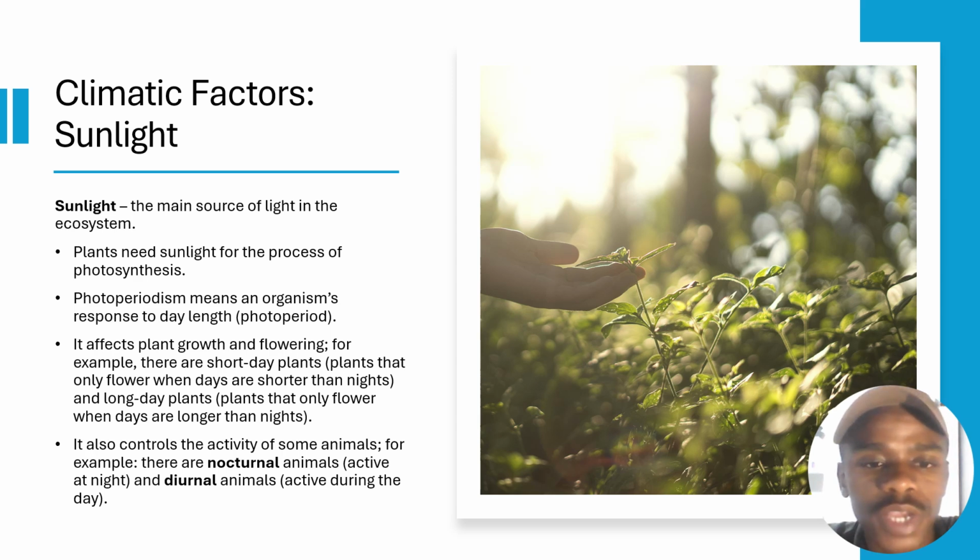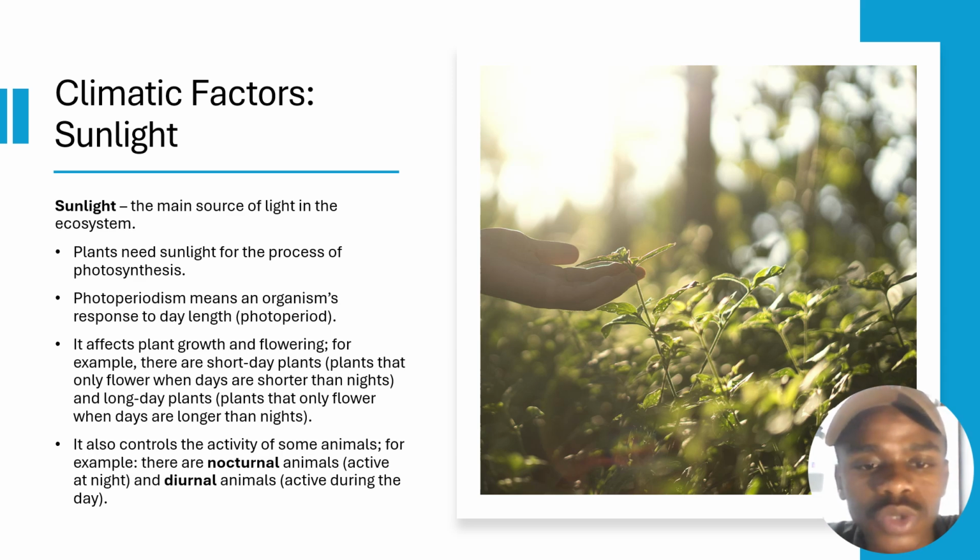We also have photoperiodism, which means an organism's response to day length, which is called the photoperiod. It also affects plant growth and flowering. For example, there are short day plants that only flower when days are shorter than nights, and long day plants that only flower when days are longer than nights.